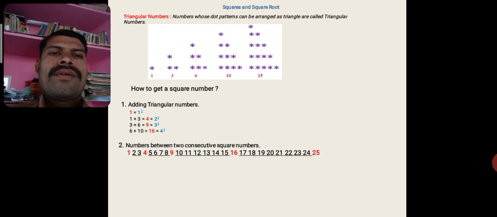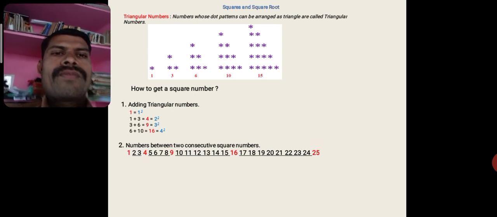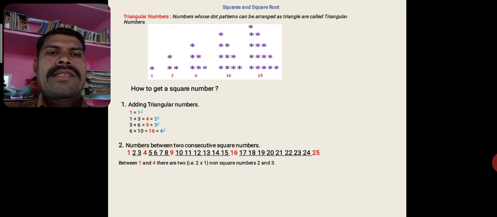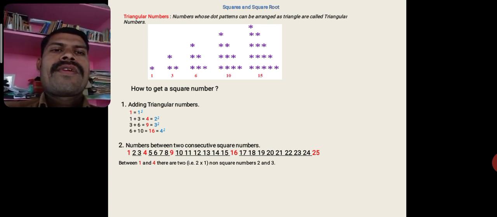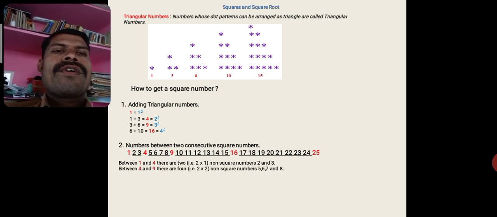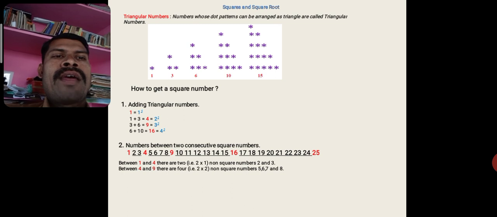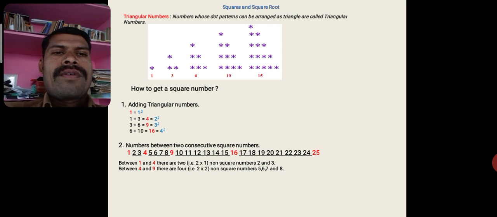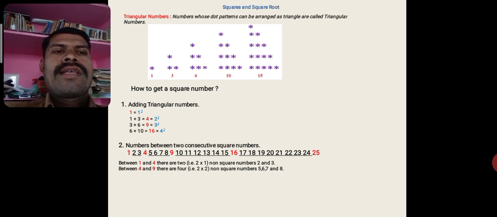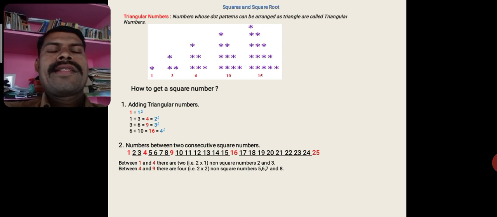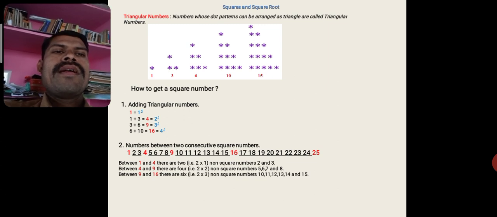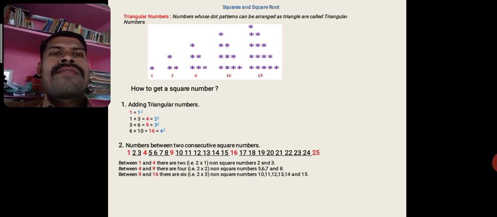Now observe 1 and 4. Between 1 and 4, there are two non-perfect square numbers. That is 2 and 3. Is it? Again, between 4 and 9, there are 4 non-perfect square numbers. That is 5, 6, 7 and 8. 4 are there. 2, 4, 6, 8, like this only it will go. Again, between 9 and 16, there are 6 non-perfect square numbers: 10, 11, 12, 13, 14 and 15.